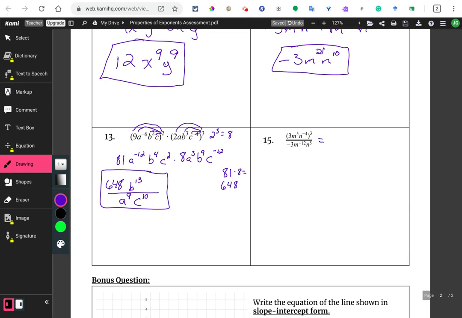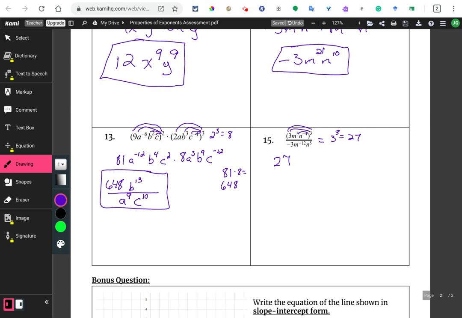All right, for this one, you got to multiply this out, okay? So it's going to be 3 to the 3rd, right? So 3 to the 3rd equals 27. Okay, 3 to the 3rd is 27, so it's going to be 27.